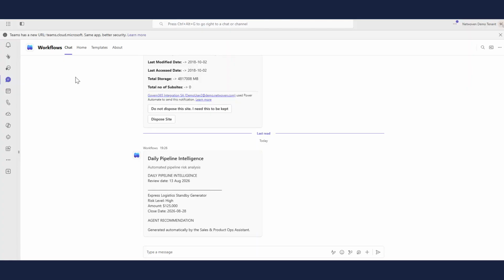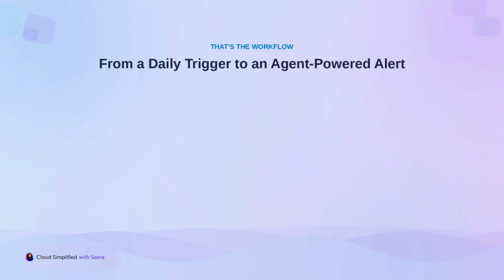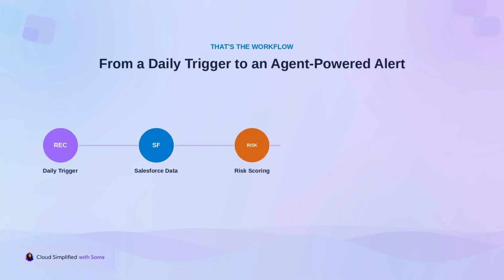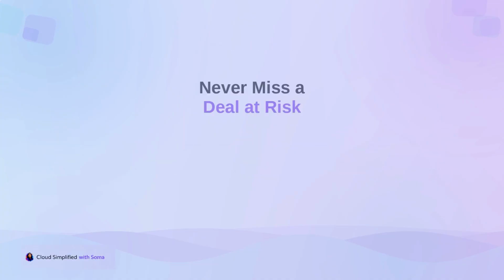And here's the payoff. This is what actually lands in MS Teams, a daily pipeline intelligence card showing the opportunities that need attention today without me having to log into Salesforce and go hunting for them. And here is the output. And that's the workflow from a daily trigger to Salesforce data to risk scoring to an agent powered alert landing right inside Teams.